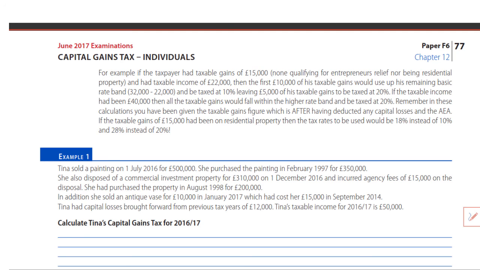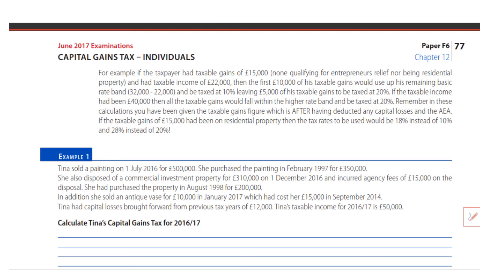Taxable income 40,000, we are already a higher rate taxpayer, so it makes it simple. All taxable gains would fall within the higher rate band and would be taxed at 20%. Again, if it had been residential property, that would be 28%.